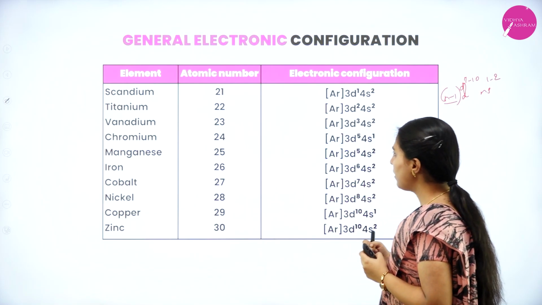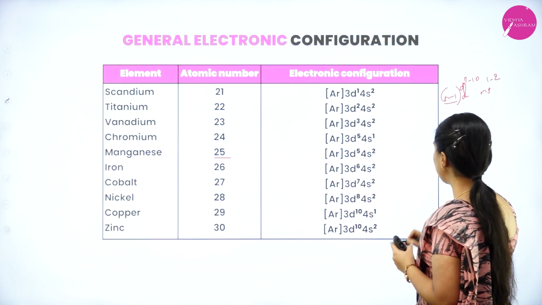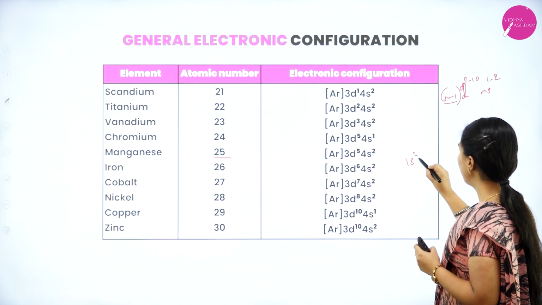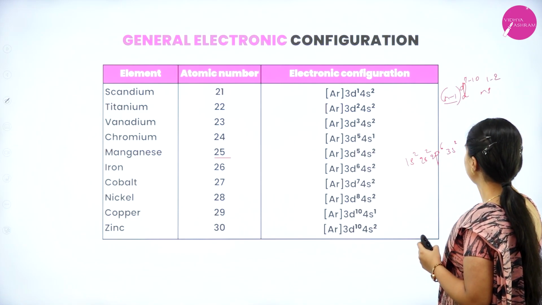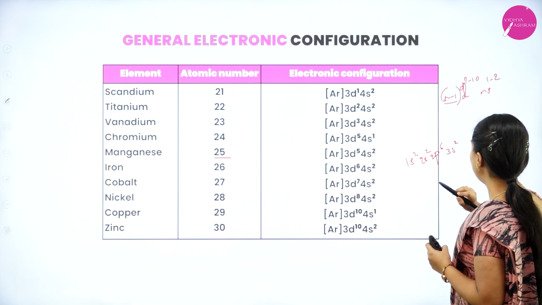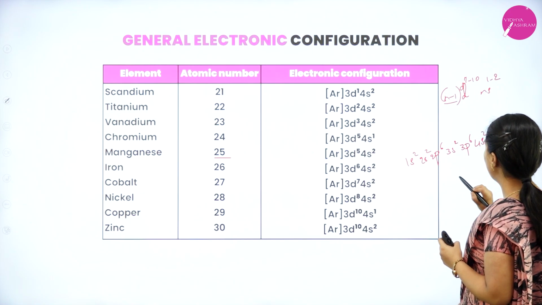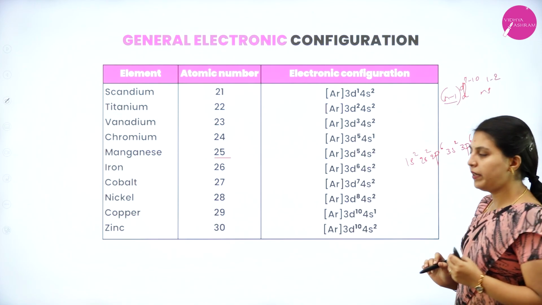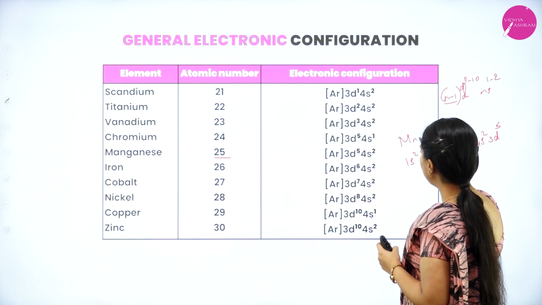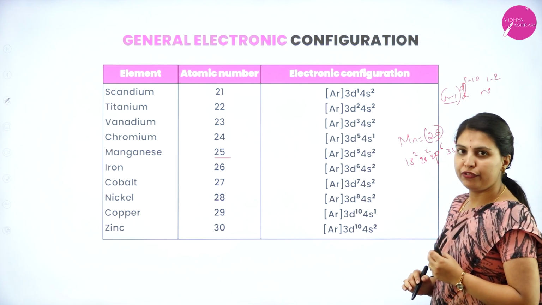Okay. For example, if we take manganese, that is atomic number 25, what is its electronic configuration? 1s2, 2s2, 2p6, 3s2, 3p6, 4s2 and 3d5. Okay, this is the electronic configuration of manganese, having the atomic number 25.